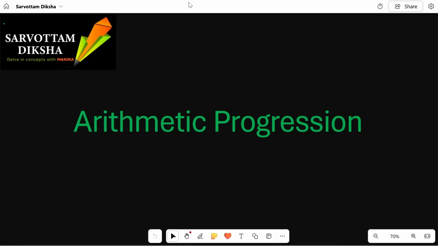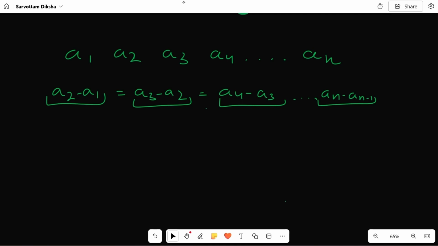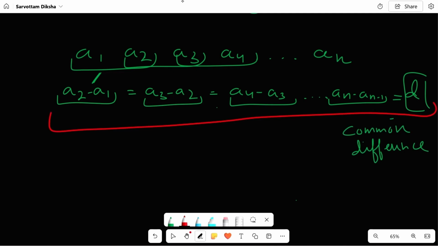Arithmetic progression, AP. What is AP? Suppose I have n terms of a sequence, and the pattern between two consecutive terms of the sequence is such that the difference between them is constant, which we call the common difference D, then it is an AP.